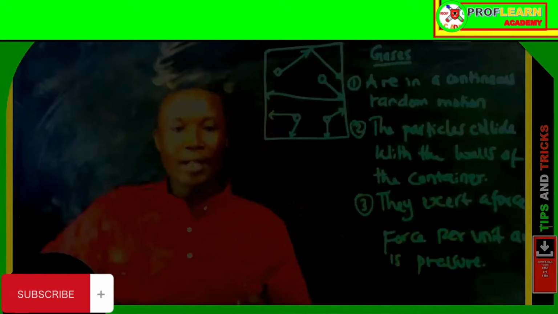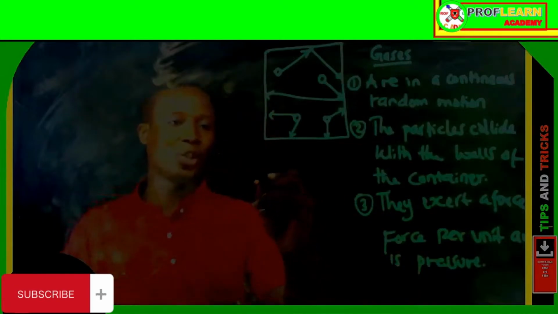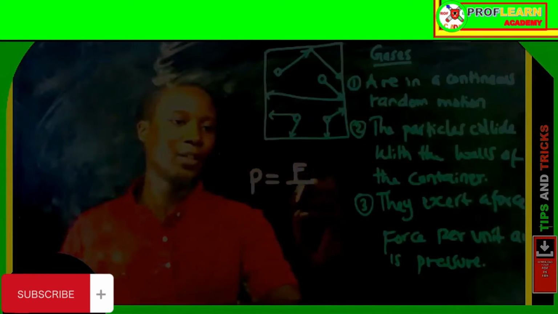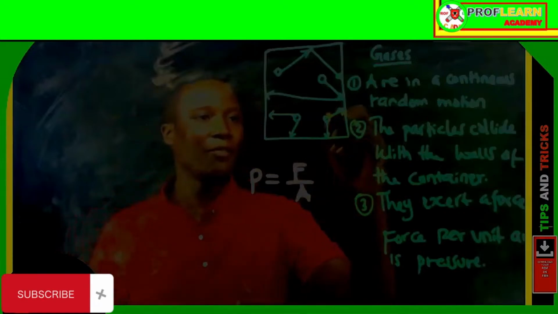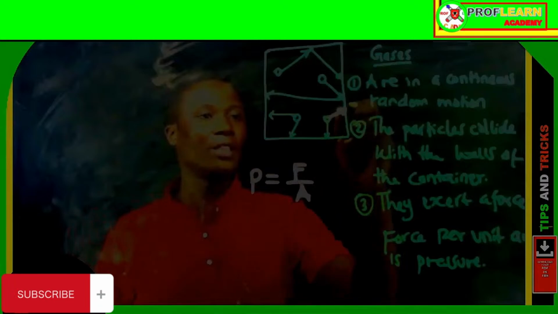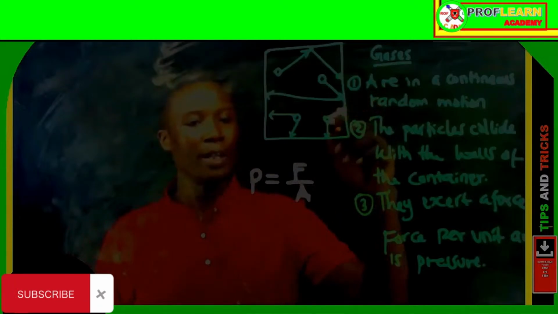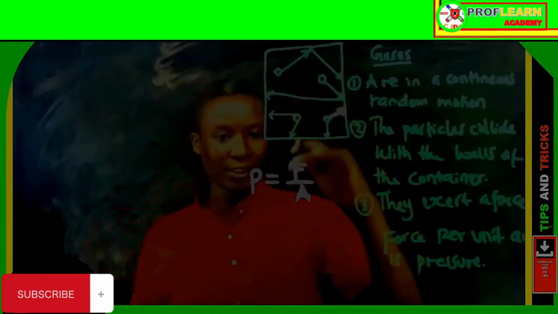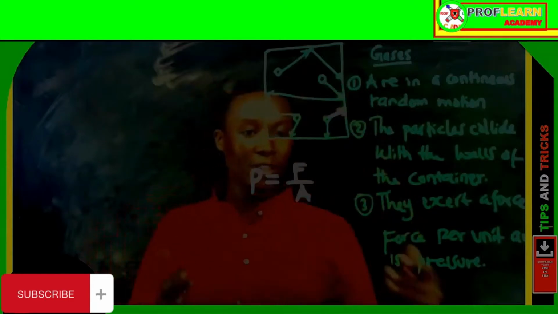Remember, we had mentioned in the previous section that pressure equals the force exerted over the area in contact. In that case, if this gas is moving in and about within this region, it's colliding with the wall, exerting a force at that given point. And the force exerted per unit area is the pressure.